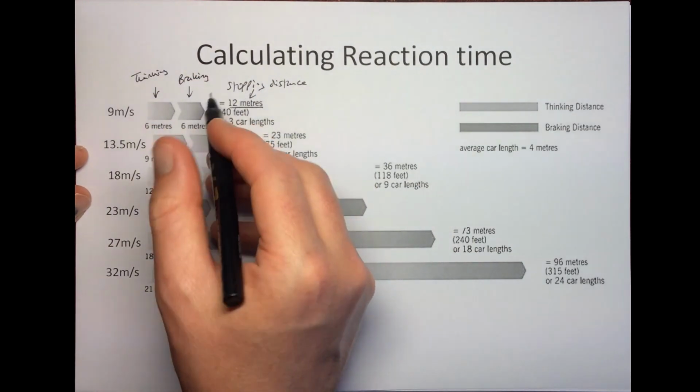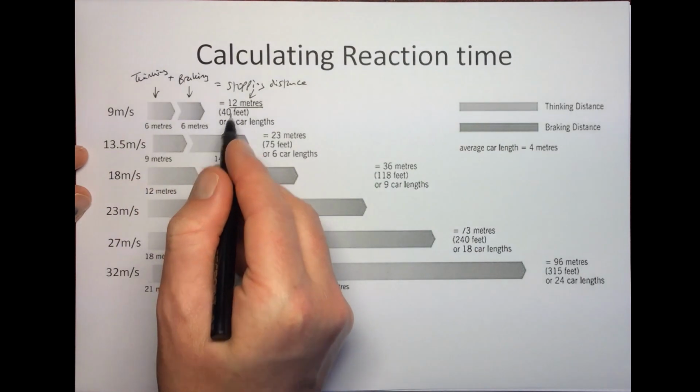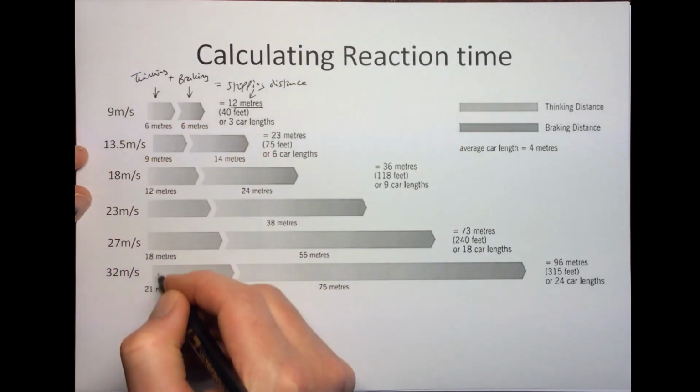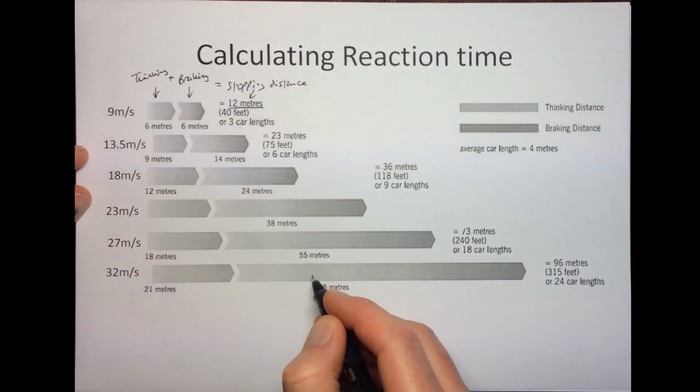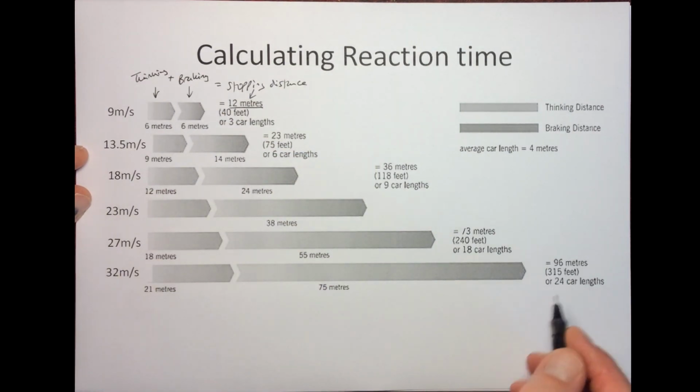So as we know, stopping distance is equal to thinking plus braking distance, okay? So 6 plus 6 makes 12. So these are your thinking distances, these are your braking distances, and the stopping distances is the sum of the two, okay? So 96 meters here for a car travelling at 70 miles an hour to stop.